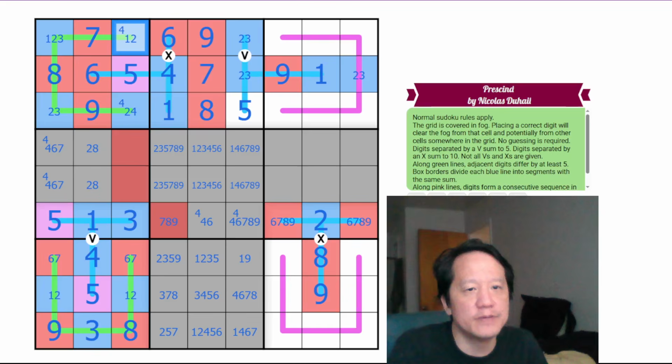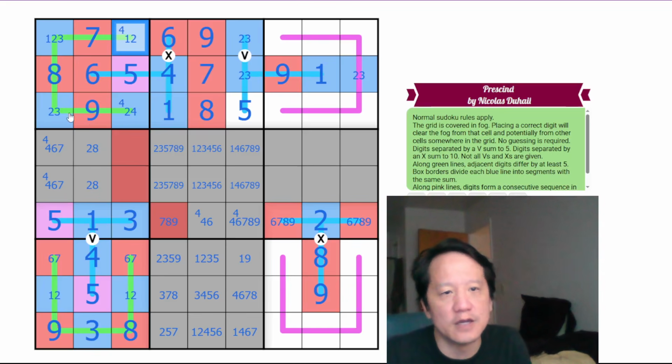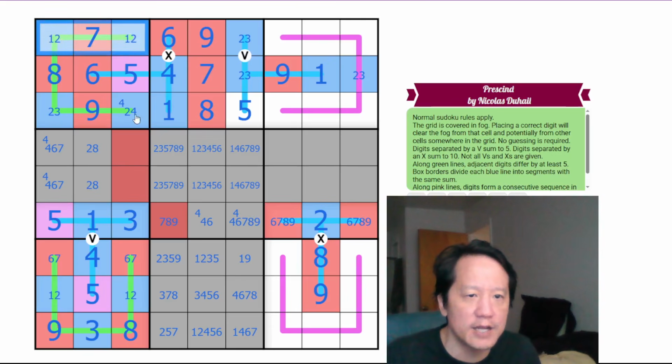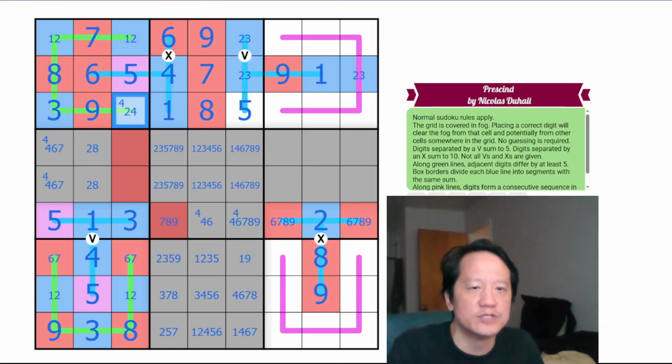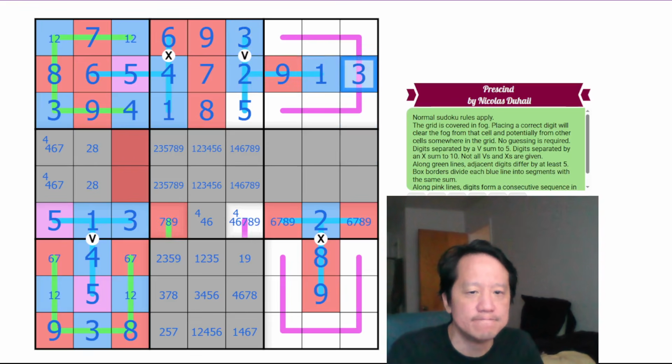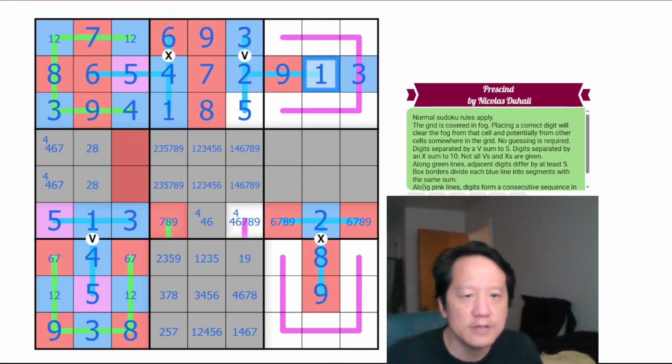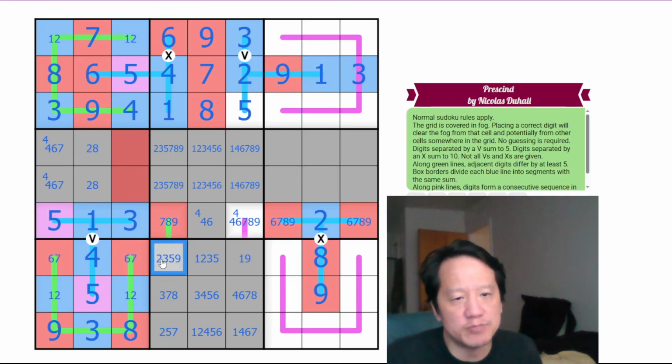Neither can 3, so this becomes a 1, 2 pair here, which eliminates 1 and 2 in the rest of the row and box. This can't be 2, it's 3. This can't be 2, it's 4. 1 and 2 eliminate 2 here, so that's 3, which makes this 2, which makes that 3. So this is 7, 8, 9, which must be next to a low digit on a Whisper 5 line. So this cannot be 5 or 9, it's 2 or 3 there.